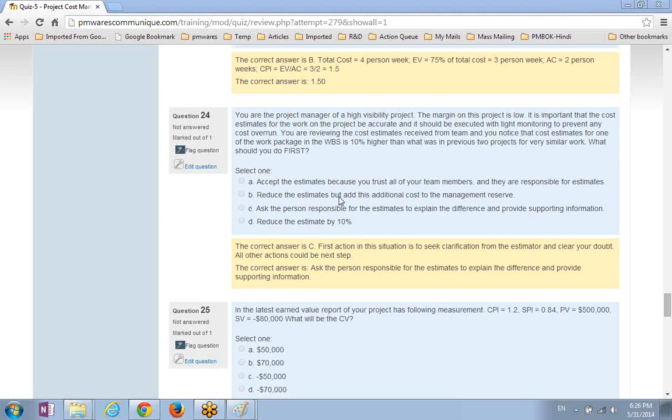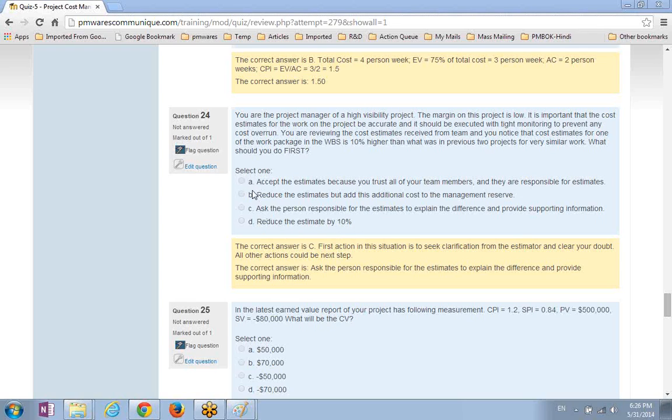Second thing, reduce the estimate but add this additional cost to the management reserve. Now this is an action. So if you do it first, it means you are analyzing later. First you are taking action. That's not the right thing. Ask the person responsible for the estimate to explain the difference and provide supporting information. That means you are seeking more information and trying to see what is the rationale for this unexpected information. Reduce the estimate by 10%.